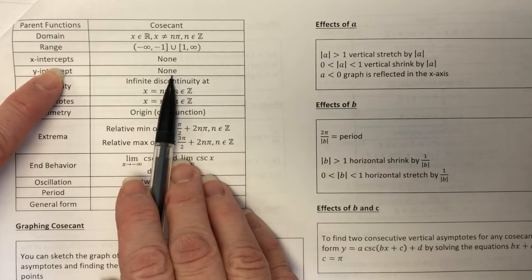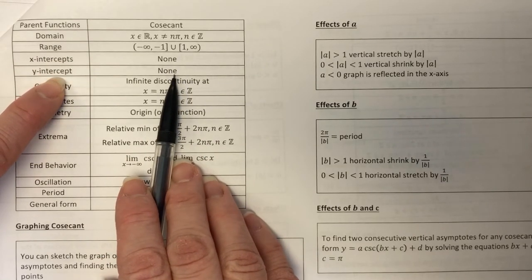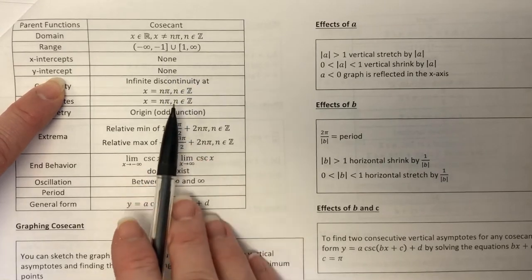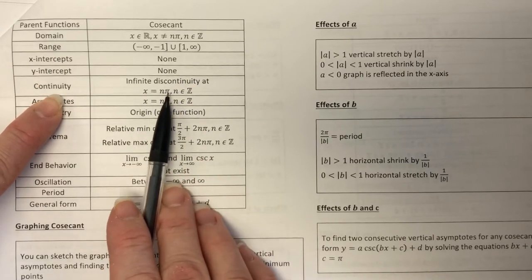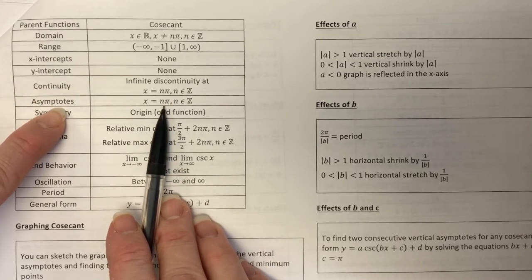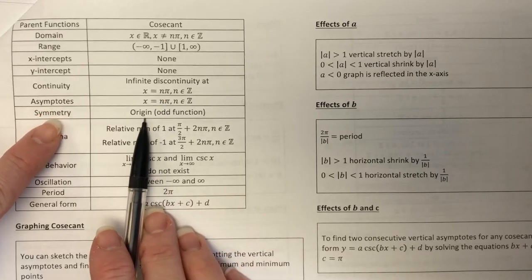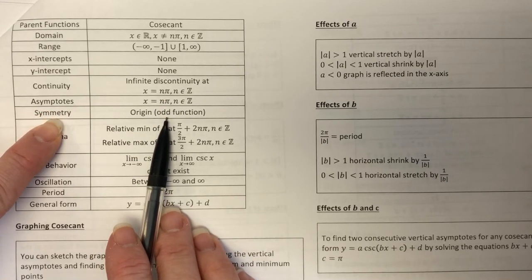I have no x-intercepts and no y-intercepts. Again, this is for my parent function. I have those asymptotes, so I have infinite discontinuities that are happening again at those multiples of pi where my asymptotes are occurring. This is another odd function. It's symmetrical about the origin.